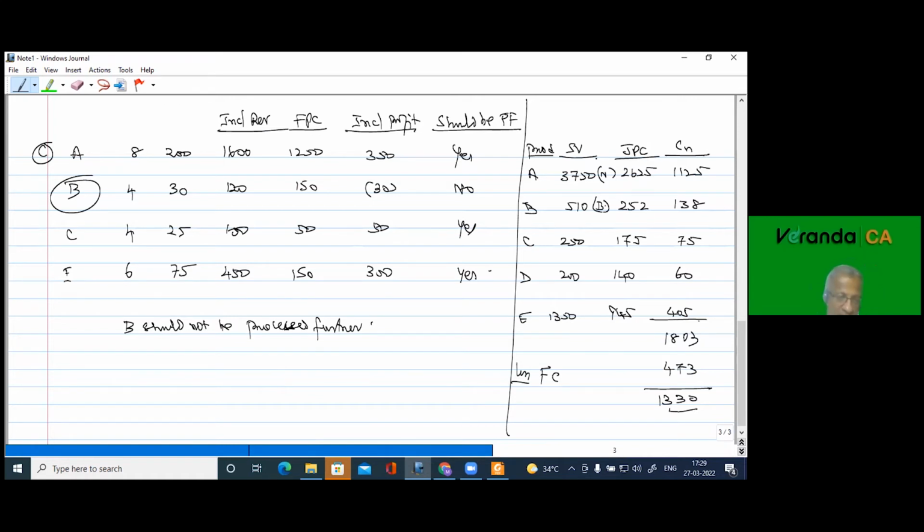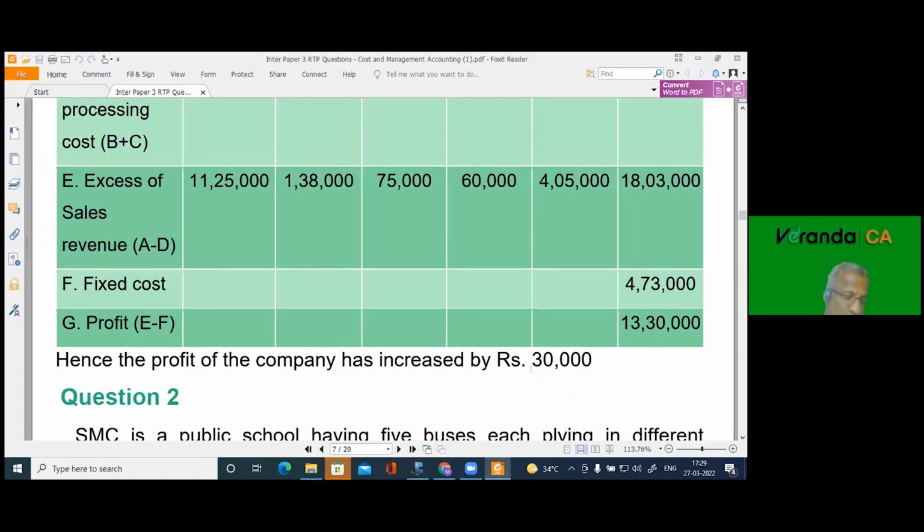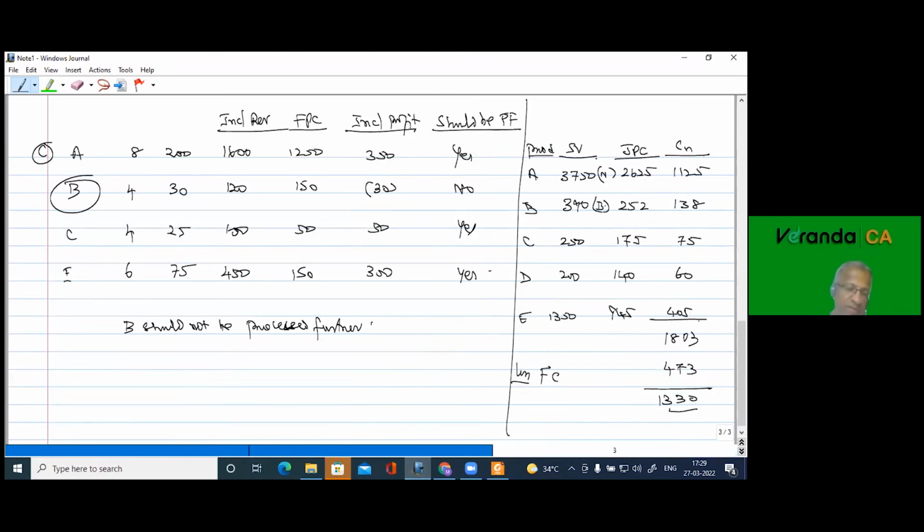So one moment, I will just check up. So this is not correct. This is 390. I will show you that. Sale value at split off point is 390. 390 only we have to pick up, not 500, because you are not selling it at further processing. So you are selling it at split off point. So thereby there is an increase in the profit to the extent of 30,000. So this is the way we have just completed the first part of the question.